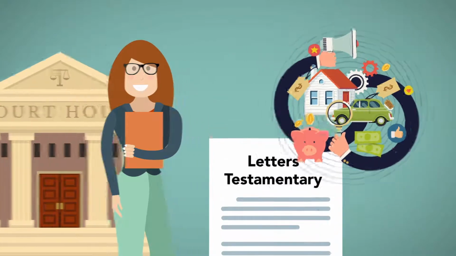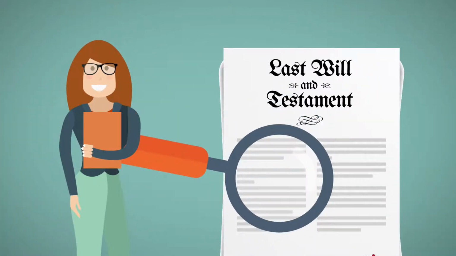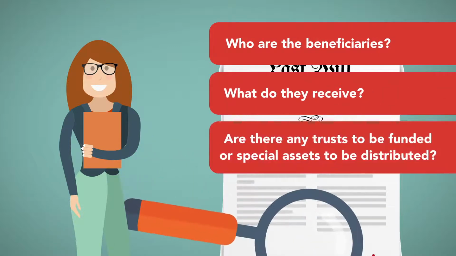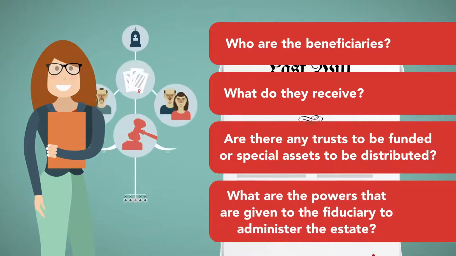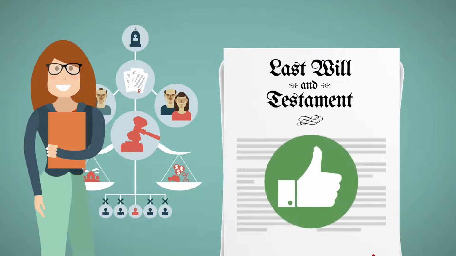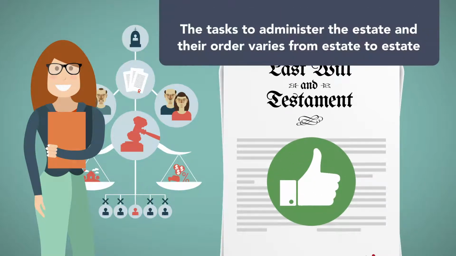An executor should read the will to understand what will be expected of her. Who are the beneficiaries? What do they receive? Are there any trusts to be funded or special assets to be distributed? What are the powers that are given to the fiduciary to administer the estate? Once the executor understands the deceased person's wishes and what is being asked of her, the tasks to administer the estate and their order varies from estate to estate.